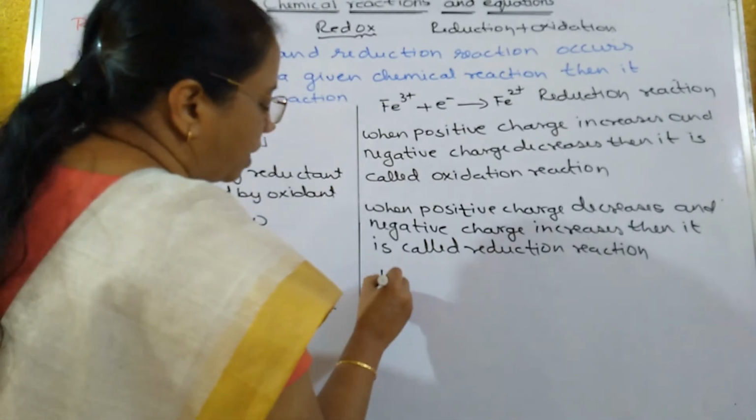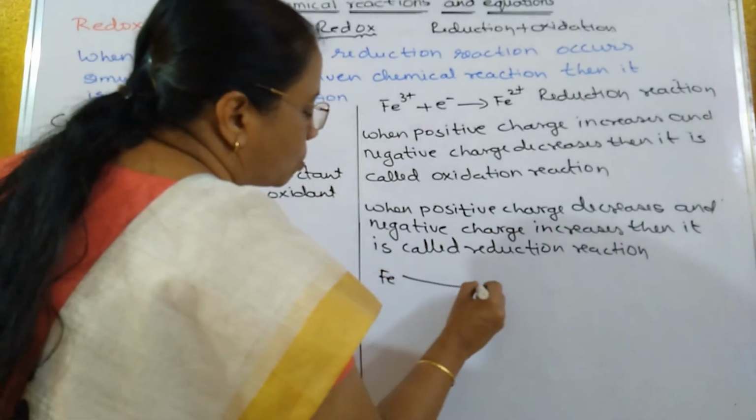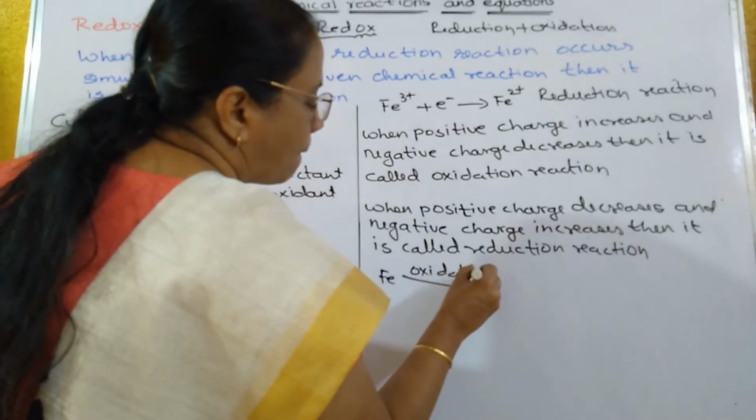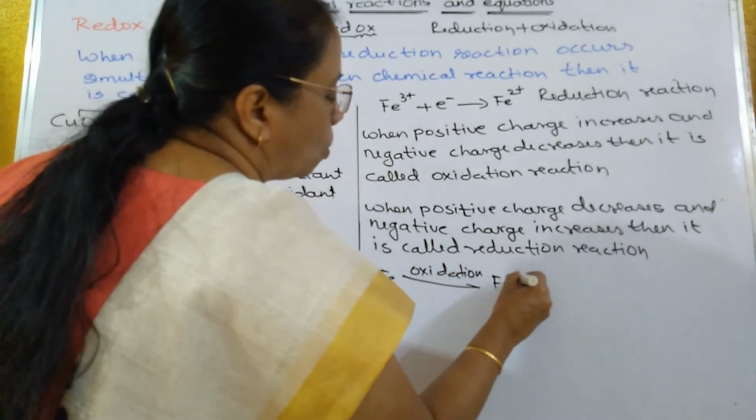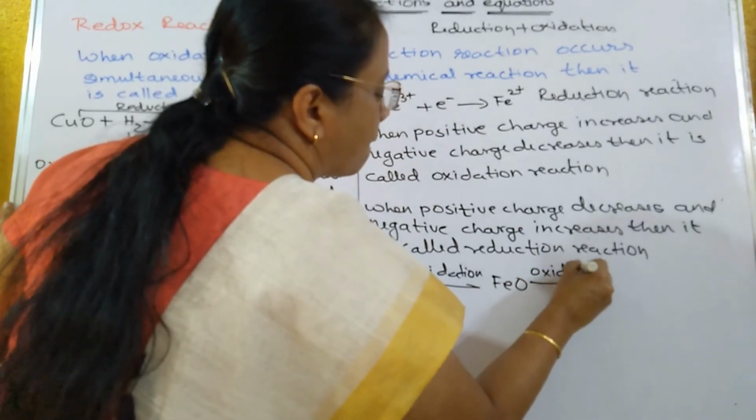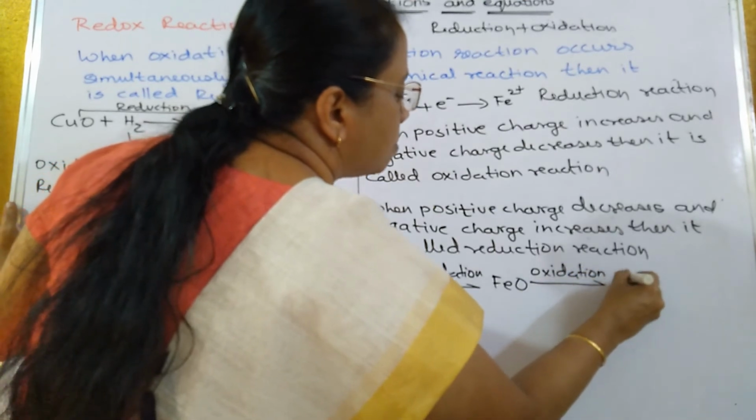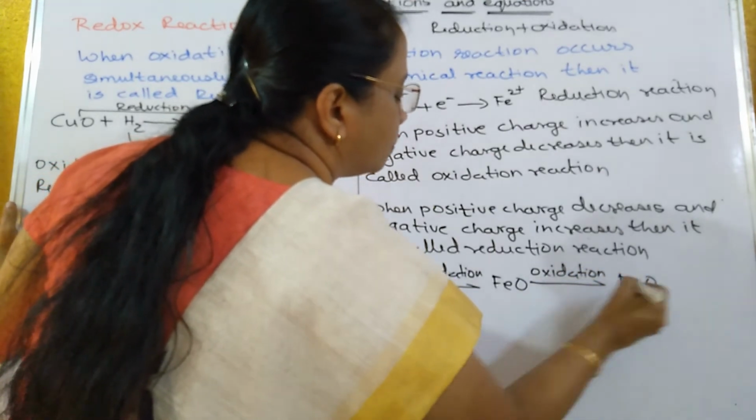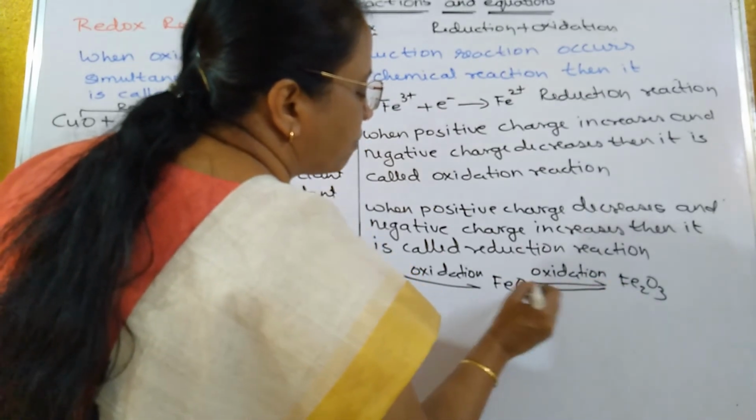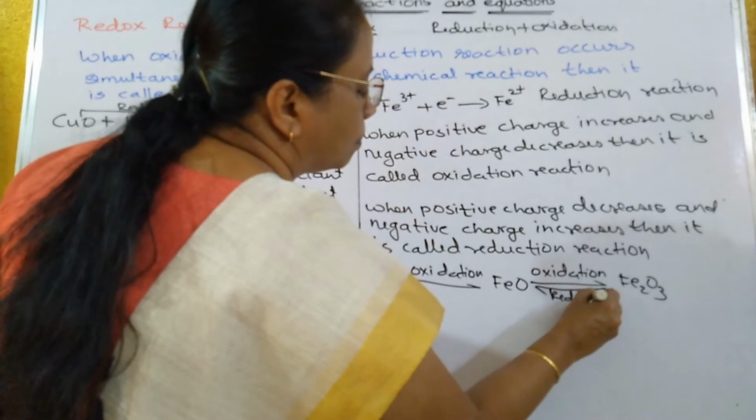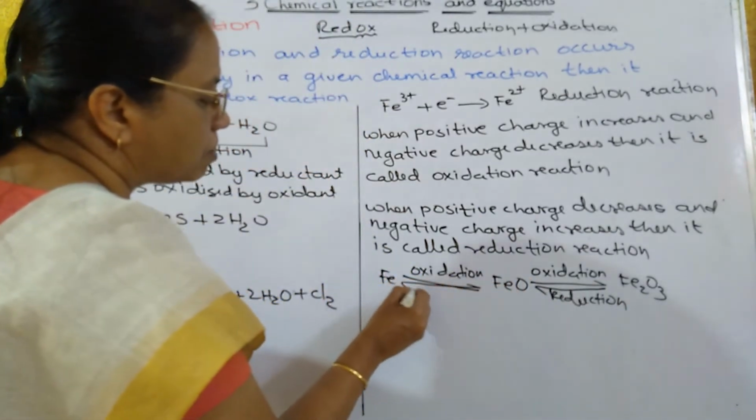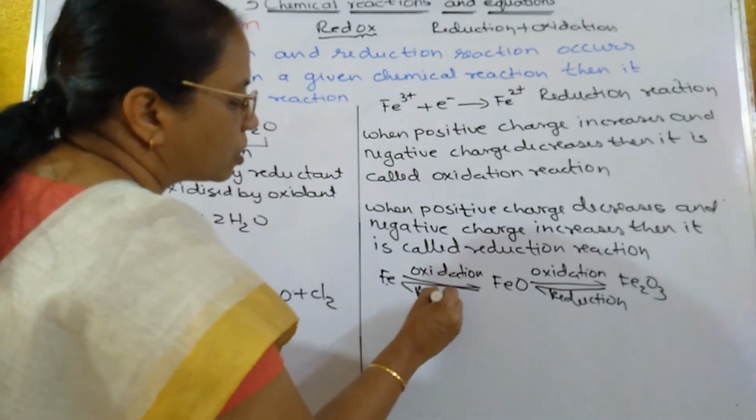For example, when Fe takes oxygen, that is oxidation, it becomes FeO. Again, if it takes oxygen, that is oxidation, and it becomes Fe2O3. Now when this Fe2O3 loses oxygen, it becomes FeO, so it will be reduction. And again, when FeO loses oxygen, it becomes Fe, that is also reduction.